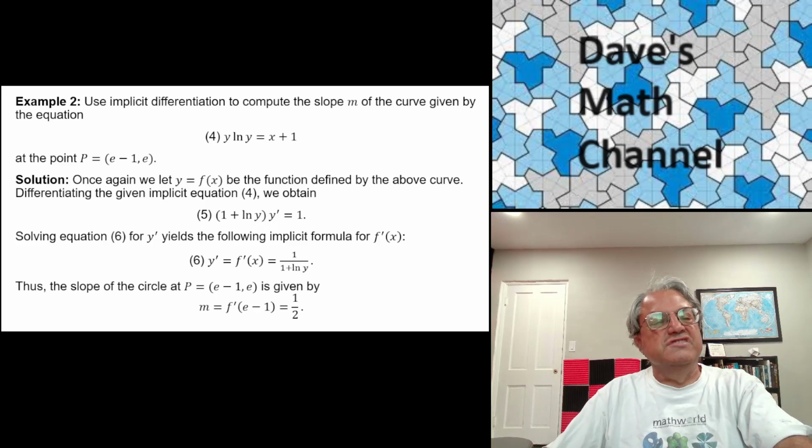That's how we do implicit differentiation. Like I said, it's a very powerful tool in calculus, and you'll probably use it a lot.